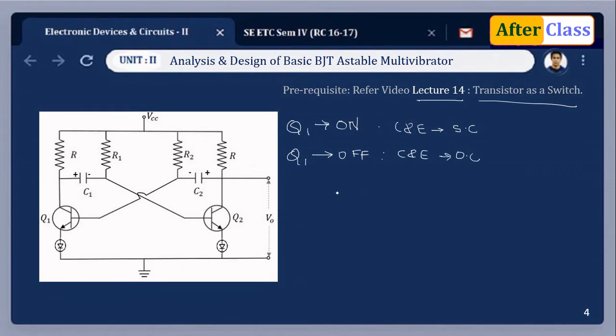So in this circuit, when a transistor is in off state, its collector will have a voltage VCC, and when it is in on state, its collector will be grounded. When one transistor is in on state, the other transistor will be in off state, and the off time of this transistor is determined by the RC time constant. It determines the on and off time of the transistors, which actually reflects the output waveform.